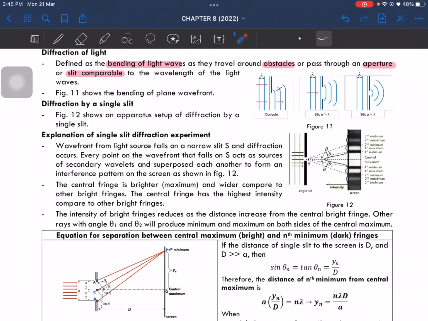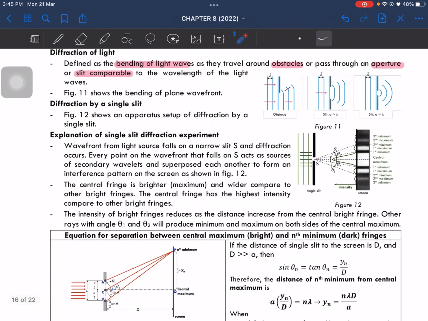So the central fringe is brighter. The central fringe is bright and maximum, and wider in comparison to the other bright fringes. So this is the brightest compared to this and this. The central bright fringe has the highest intensity, and the intensity of the bright fringes decreases as it goes further away from the central bright fringe. That is basically it.